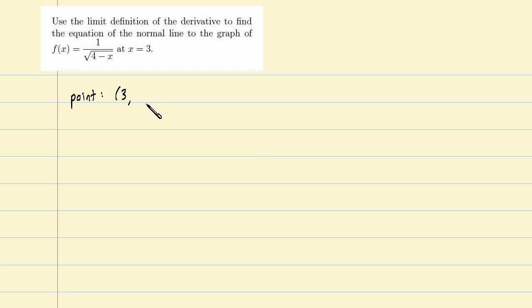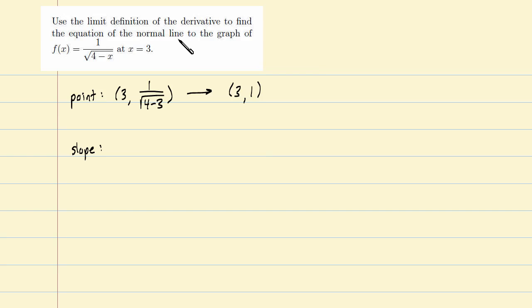Well, we find it the same way we always find y-coordinates, or the height of the graph of the function at a particular x value. We simply plug that x value in. So here, that should be 1 over the square root of 4 minus 3, or 4 minus 3, of course, is 1. The square root of 1 is 1, so this is simply the point (3, 1). So we have to pass through this point. Now, what about the slope?